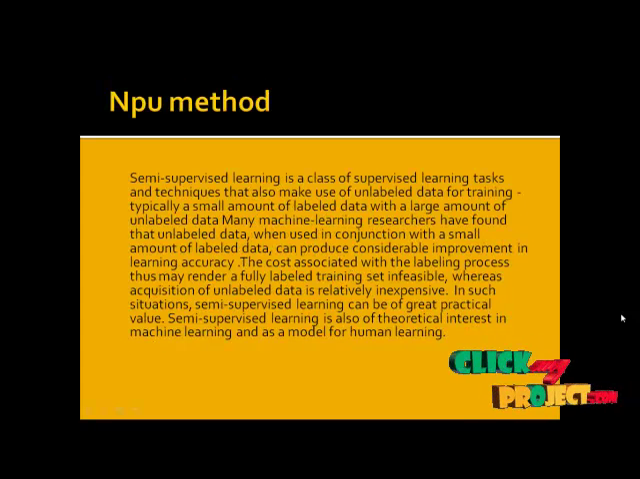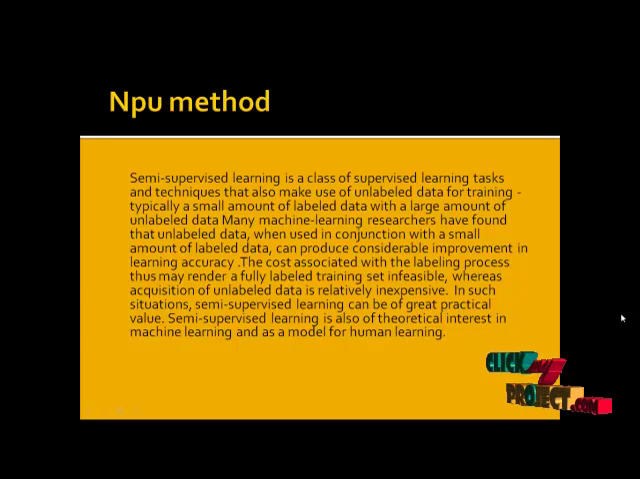So the final method is the NPU method for normalized pairwise constraints. Semi-supervised learning is a class of supervised learning tasks and techniques that also make use of unlabeled data for training, typically a small amount of labeled data with a large amount of unlabeled data. Many machine learning researchers have found that unlabeled data, when used in conjunction with a small amount of labeled data, can produce considerable improvements in learning accuracy.